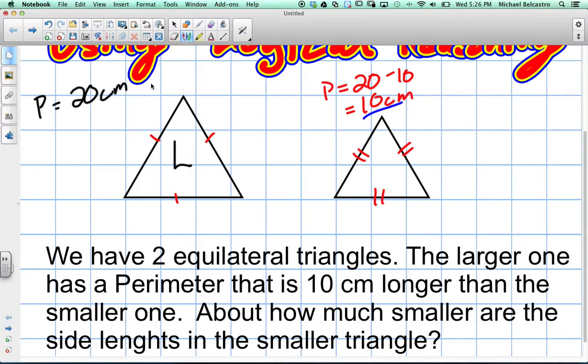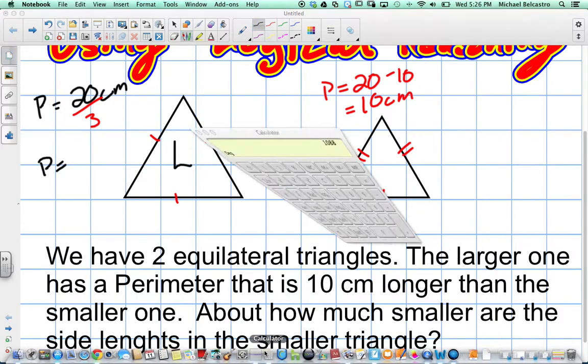So what we need to do is break up the sides. Now, if we have three equal numbers that add up to 20, what operation can we do to figure out what each of the side lengths are? When we break things into groups, what operation do we usually use in math? Division. Okay, how many side lengths are there? 3. So 20 divided by 3. That's right, we need to divide this by 3. So we'll take our perimeter and divide it by 3. 20 divided by 3. Let's check it.